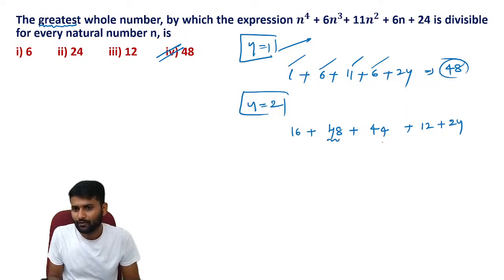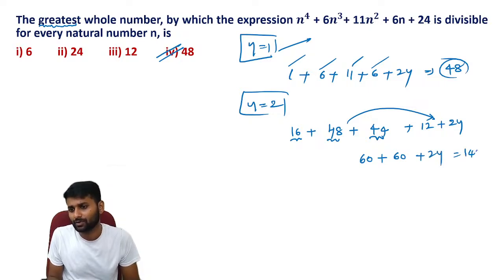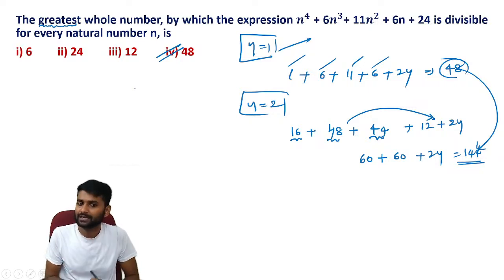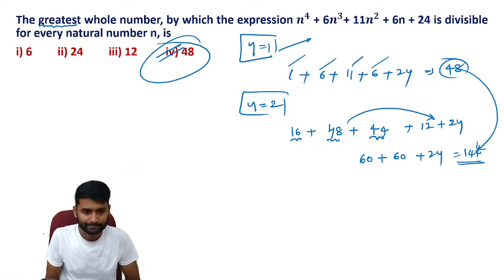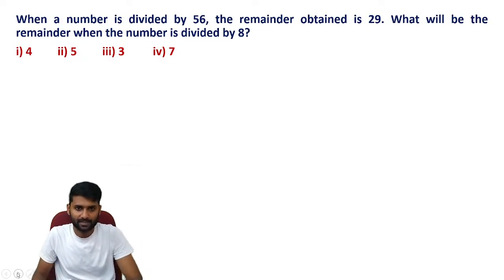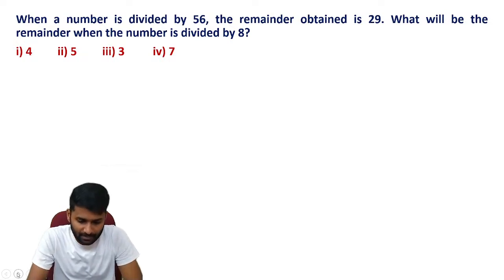Go through the sum. 48 plus 12, here the sum value is equal to 60. 44 plus 16, here the sum value is 60, plus 24. Then the total value is equal to 144. And 48 into 3 is also 144. It means the greatest whole number by which the entire expression is divisible is 48. Try to solve this question.